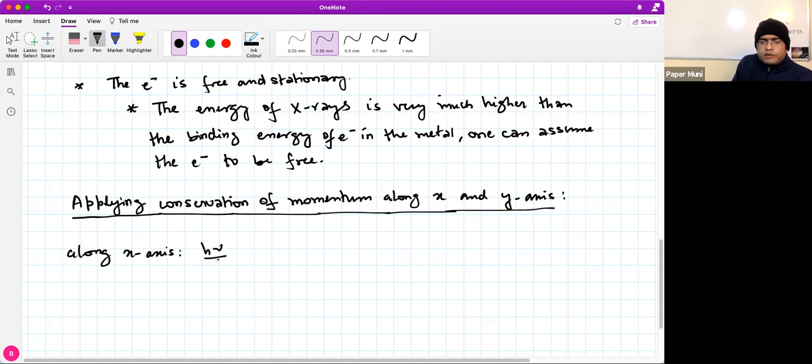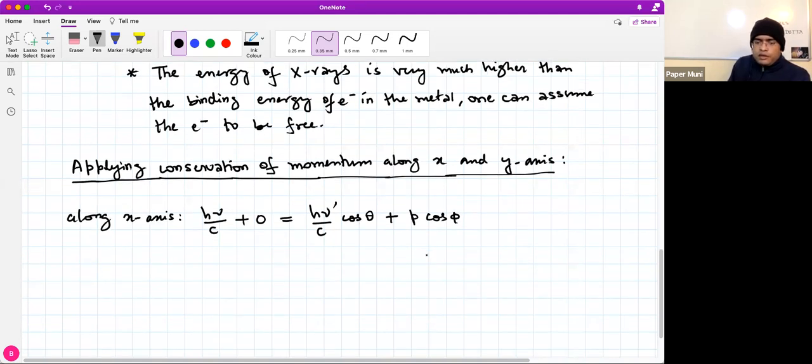You have the initial momentum plus the momentum of the electron equal to h nu dash by c. Now this is the component along the x axis for the momentum of the photon, and this p, I'm taking it to be the momentum of the electron. So this is the momentum of the electron.